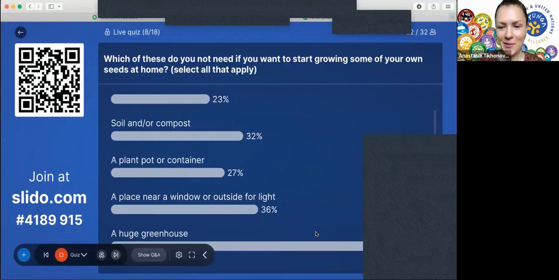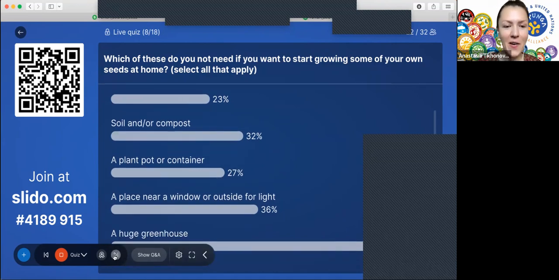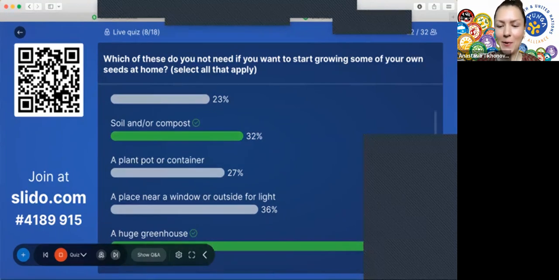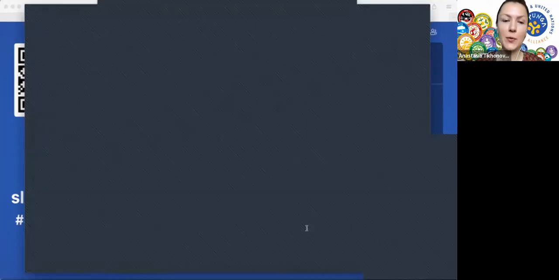Okay, the majority thinks you don't need a huge greenhouse, and you're absolutely right. And there was another right answer, which is soil or compost. So you definitely don't need a garden or a huge greenhouse to grow plants. A windowsill would be just perfect. But also in some cases, you actually don't even need soil because you can grow plants in water. And this method is called aquaponics.